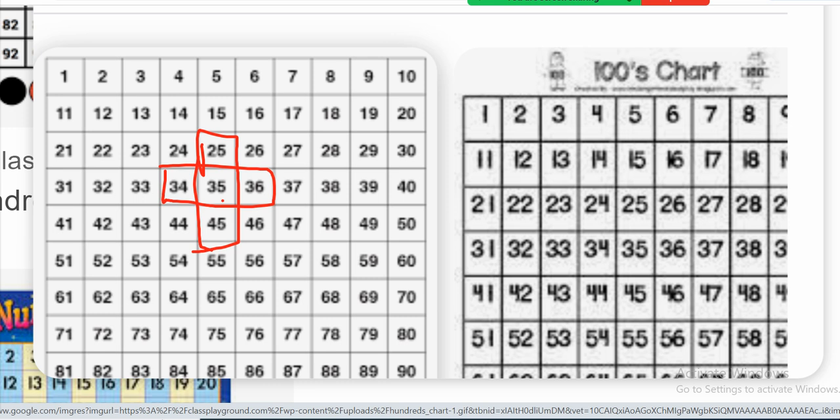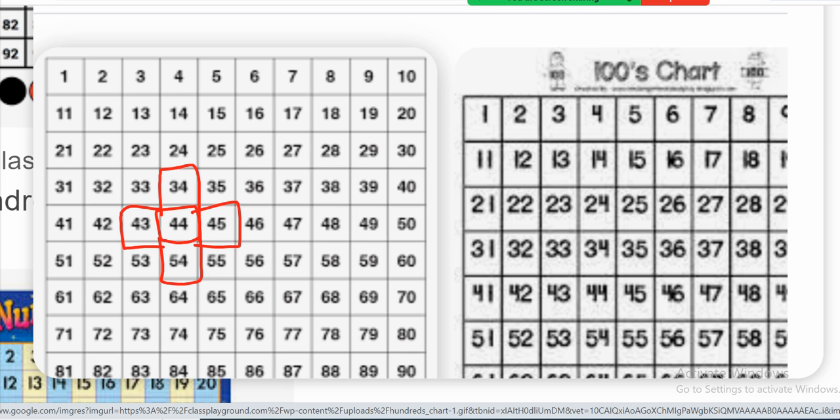Okay, we started with an odd number, and we have 3 odd numbers here. Zara said that every time she draws this shape, she has 2 or 3 odd numbers. We started with an odd number. Let's start with an even number. Let's see, the even number is this 45. Yes, she is correct. If we start with an even number, then we will have 2 odd numbers.